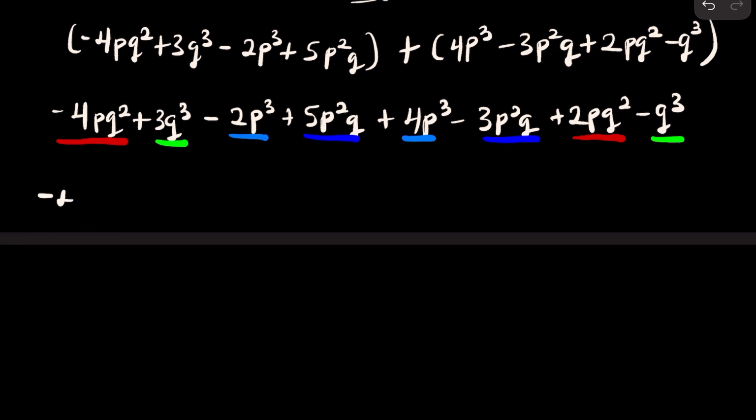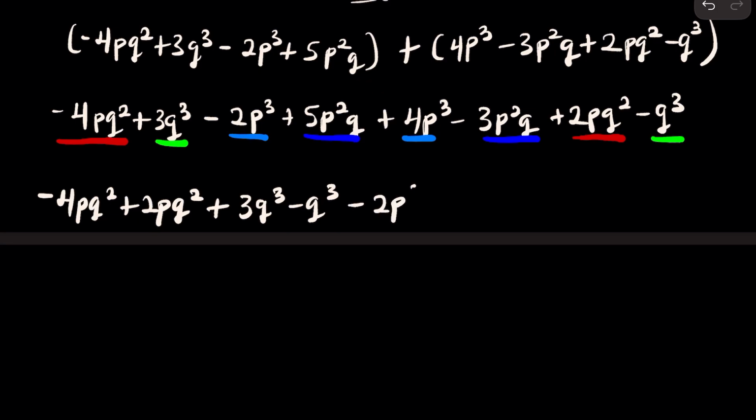So we will have minus 4pq squared plus 2pq squared. Then let's move to the one underlined in green ink. So that would be plus 3q cubed minus q cubed. Then let's move to the one in light blue. Then minus 2p cubed, then plus 4p cubed. And lastly, we have 5p squared q minus 3p squared q.